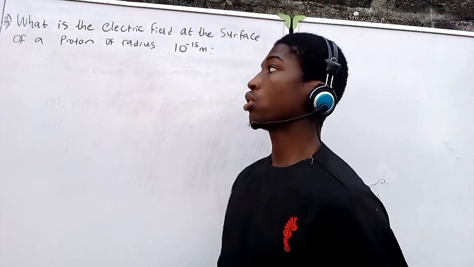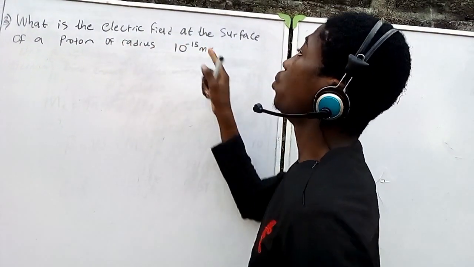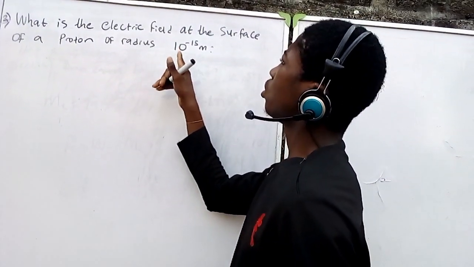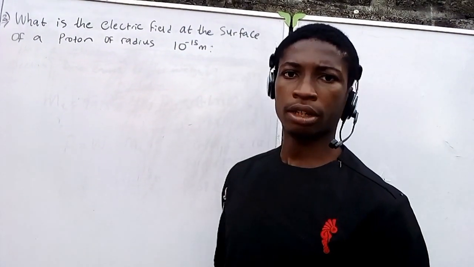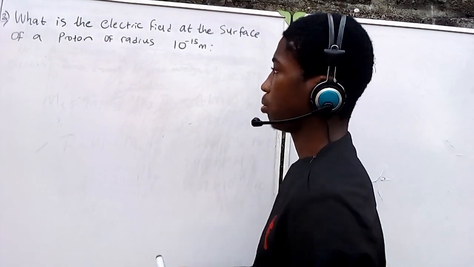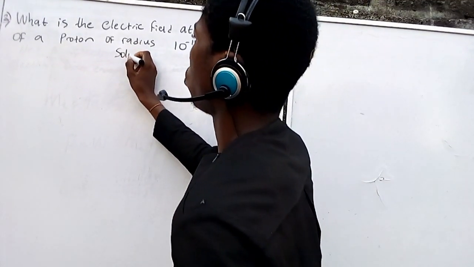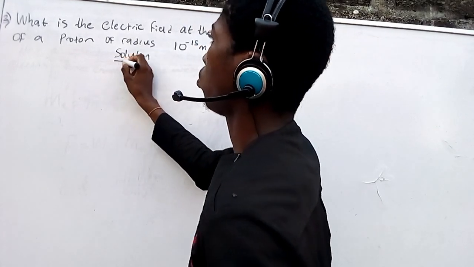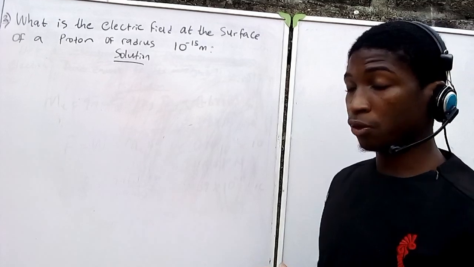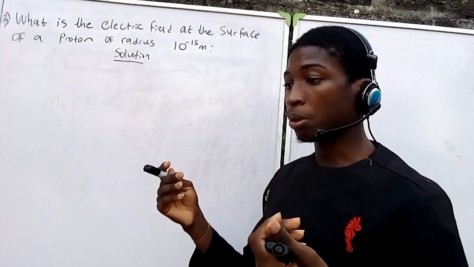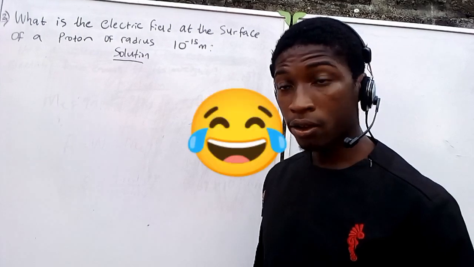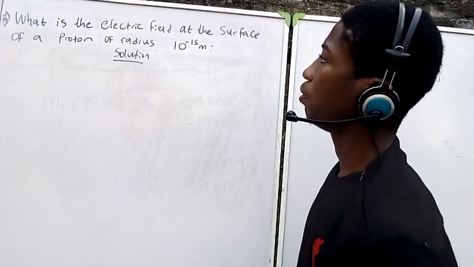Question 3 says: what is the electric field at the surface of a proton of radius 10 to the power of negative 15 meter? Solution. What's the electric field at the surface of a proton of radius 10 to the power negative 15 meter? That's all. But let's solve. It's very simple.